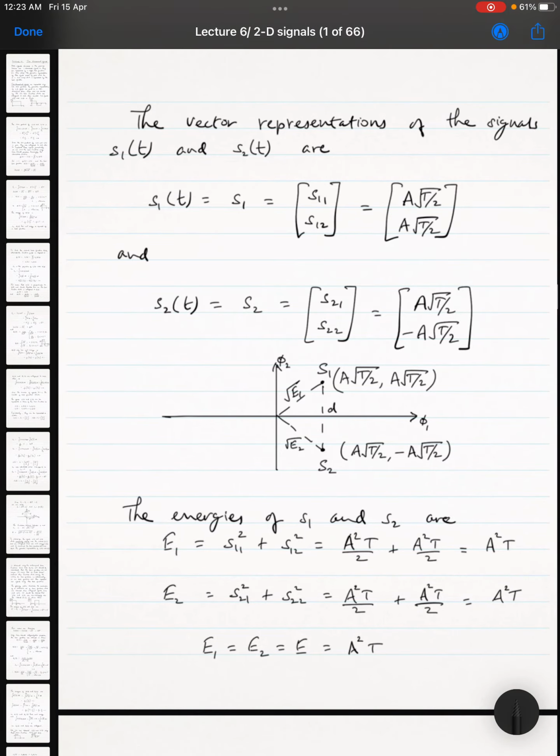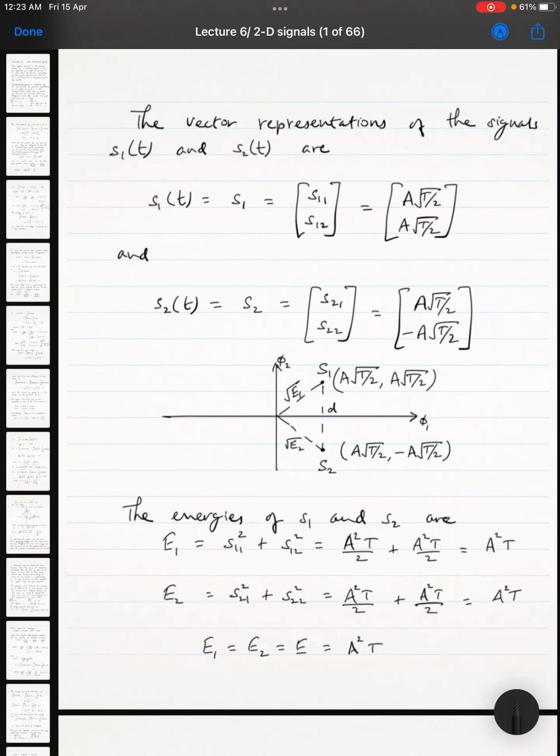Similarly, we have the representation for the signal S2, which is root E by 2 and minus root E by 2, where the x-axis value is positive and the y-axis value is negative, so that turns out to be a point over here. So we have this at 45 degrees between phi1 and phi2, but in the negative direction.